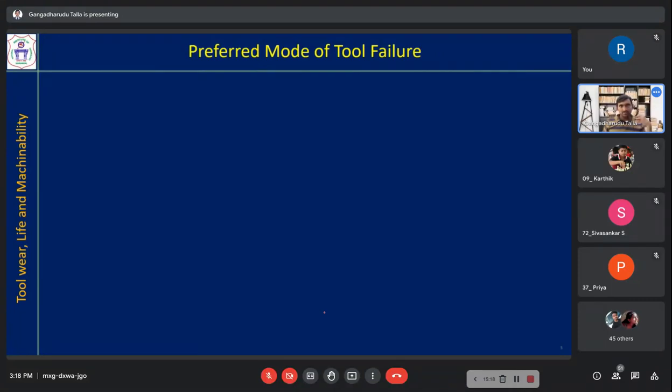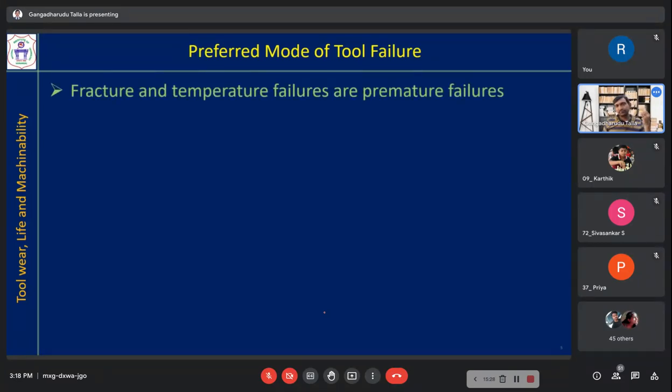Now among these, what is the most preferred mode of tool failure? As I told you, fracture and temperature failures are premature failures. The tool should not break or deform. If it is happening, that means we have not manufactured the tool properly or we have not selected the tool material properly. That is why the tool is failing. So it is premature failure, and this is not desirable.